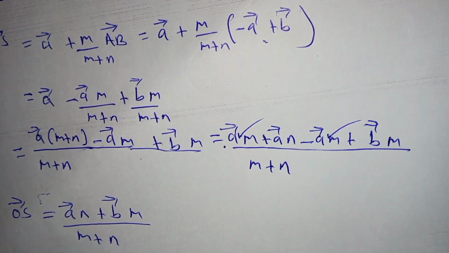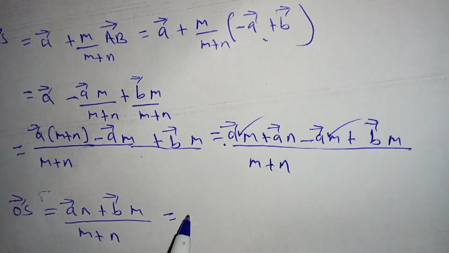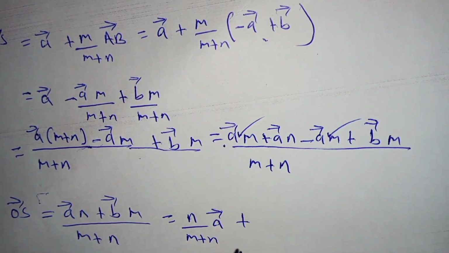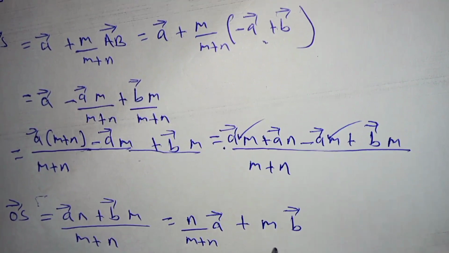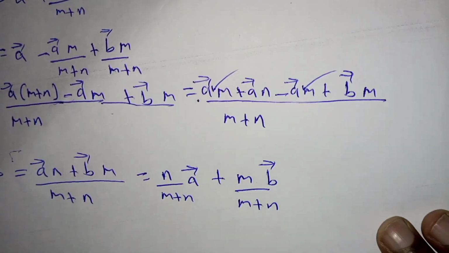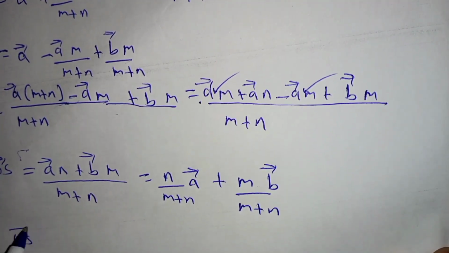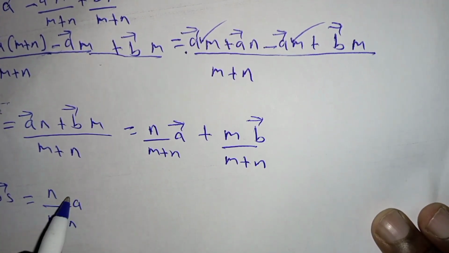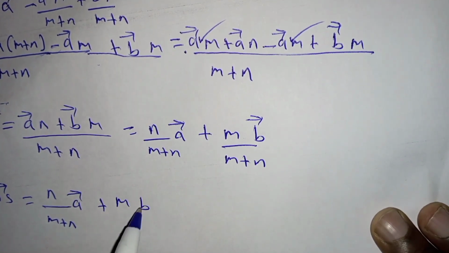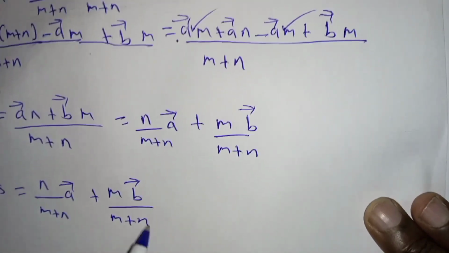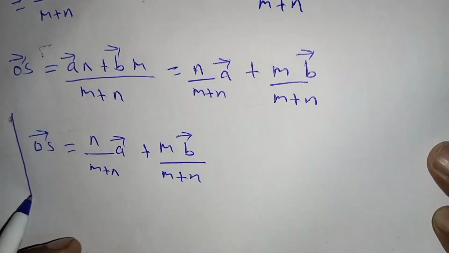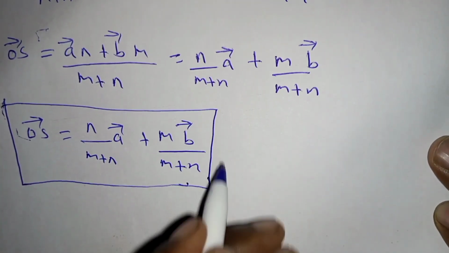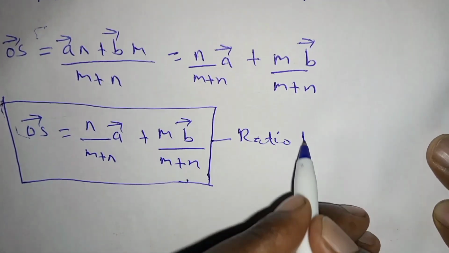Note you can separate the fraction, whereby we will have n over m plus n vector A plus m vector B divided by m plus n. That way. So our OS is equal to n divided by m plus n vector A plus m vector B divided by m plus n. So this equation here, which we have obtained, is what is referred to as the ratio theorem.